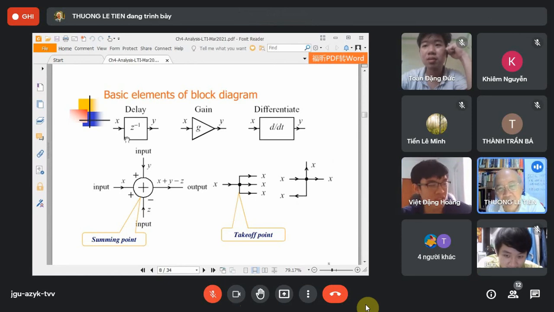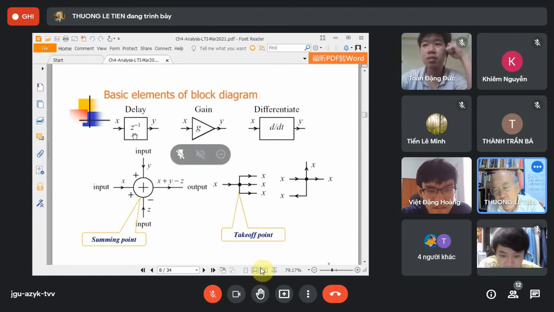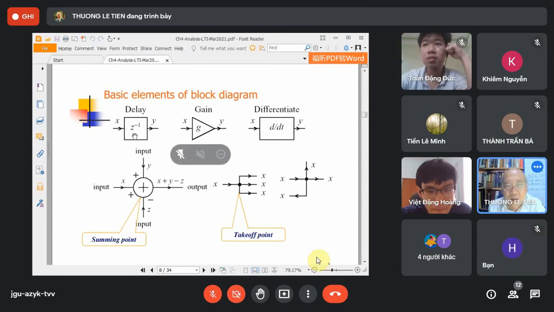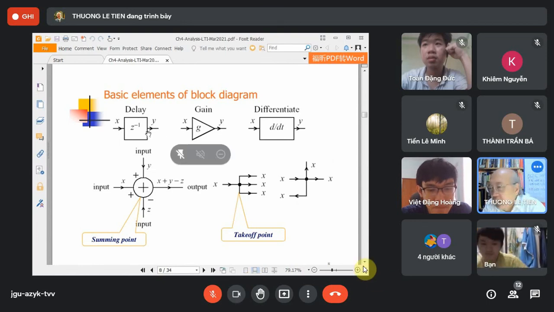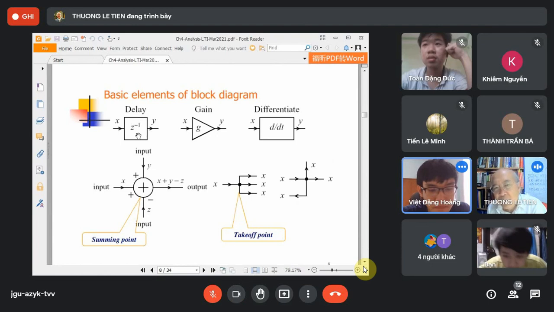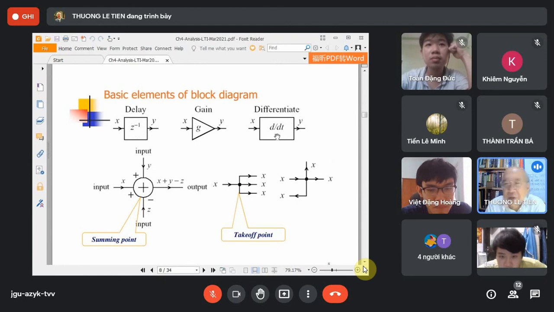Okay, that is a delay block. When we put Z power of -1, that means the output is the input delayed 1 sample. When we put inside Z power of -3, that means the output is the input delayed 3 samples. So this one we say the delay block, and this one we say the gain or amplifier. Gain or amplifier, no problem. And differentiator or differentiation.